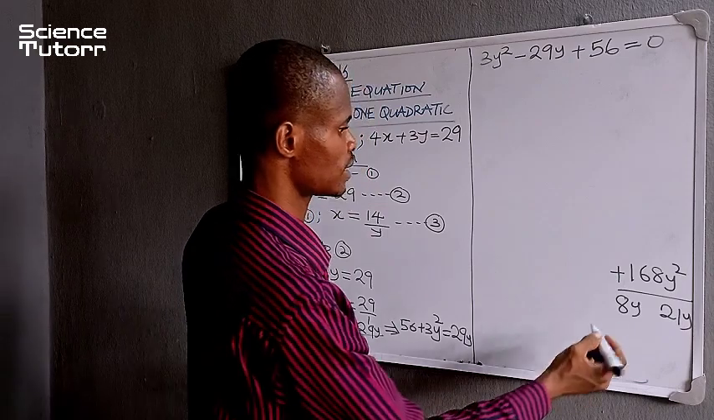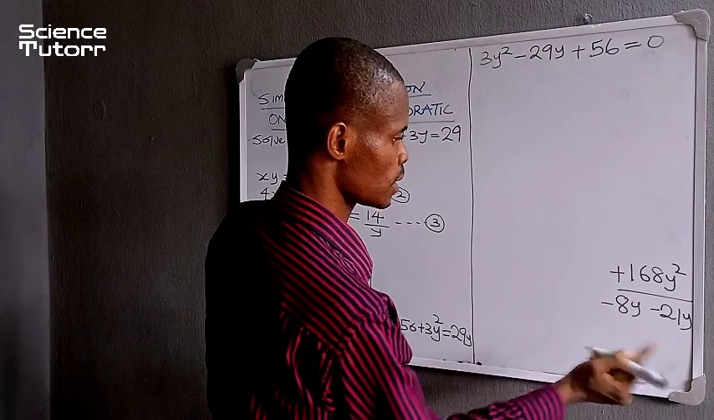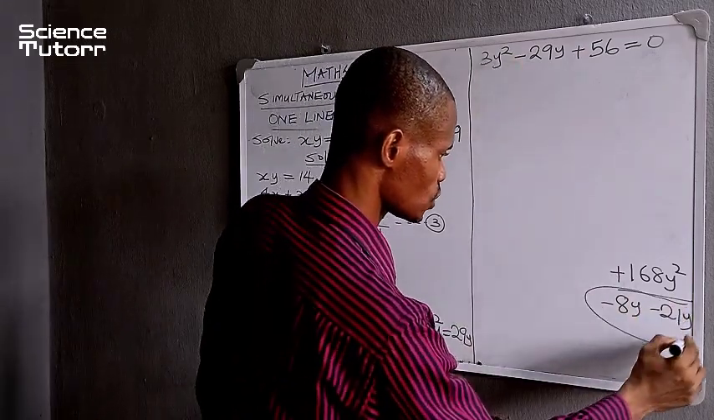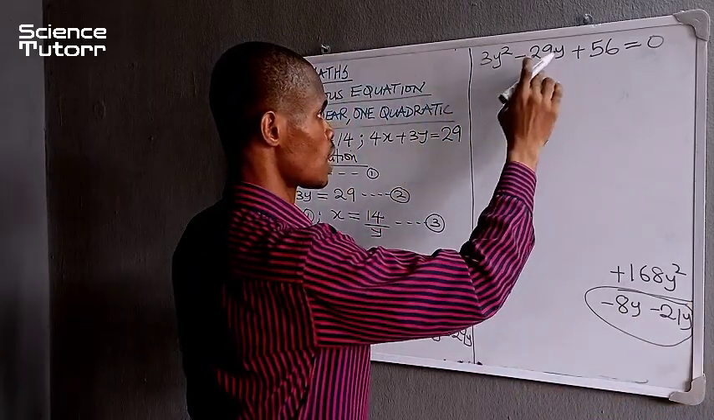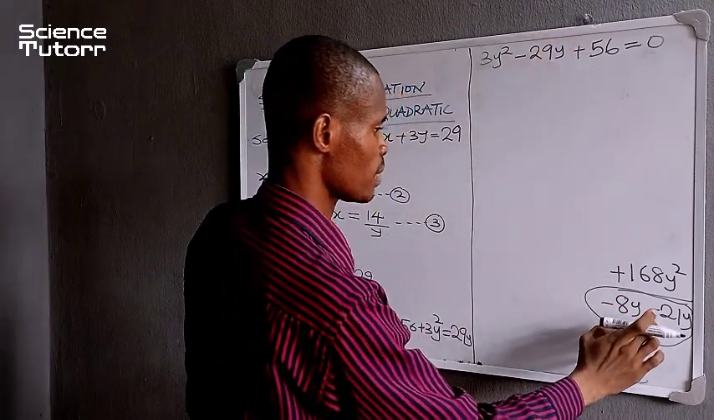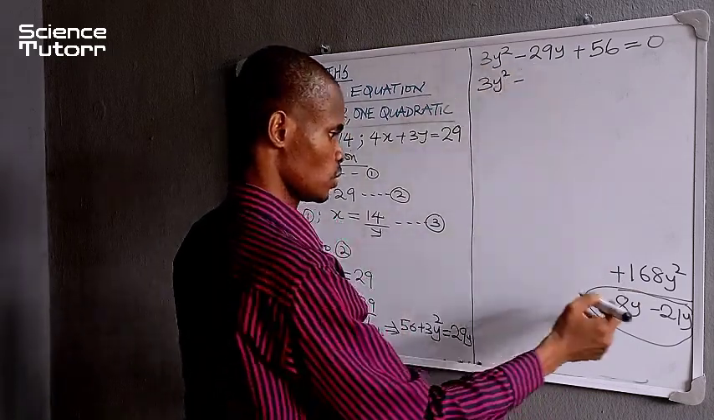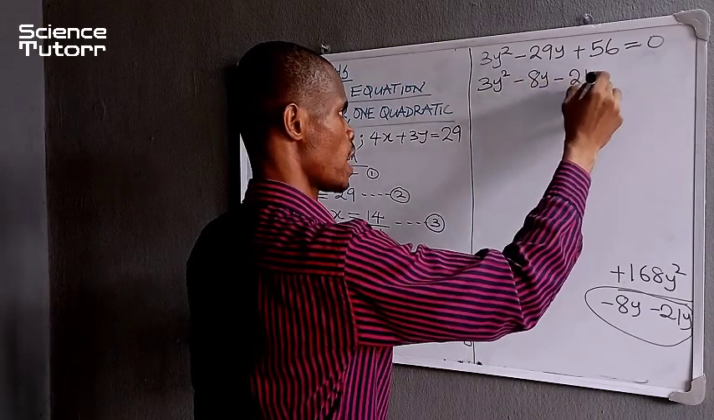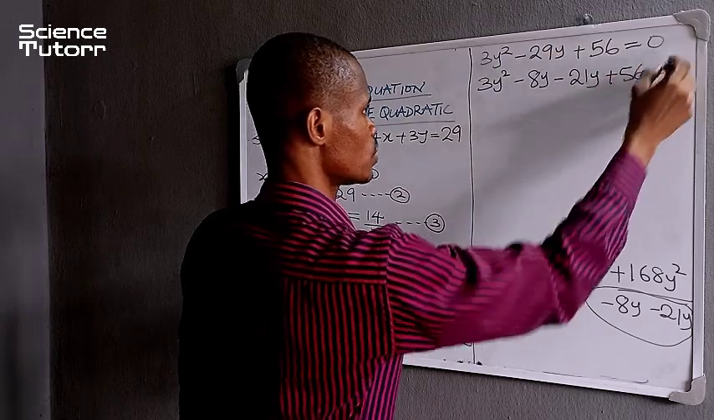So how about my signs? I could go for minus minus. So that minus times minus is a plus. Minus minus is a minus. So I'll replace these two with this. So I'm replacing minus 29y with minus 8y and minus 21y. So that makes 3y squared minus 8y minus 21y, replacing minus 29y, plus 56 equals 0.